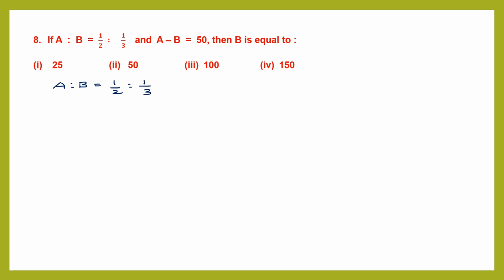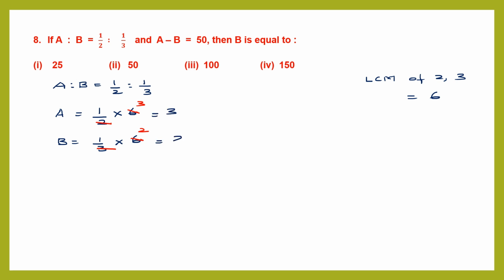Now since they are fractions, let's find the LCM of the denominators. LCM of 2 and 3 is 6. So here we can take A and write A is equal to the first part of the ratio, that is 1 by 2 into the LCM, which is 6. Similarly, B is equal to 1 by 3 into 6. Now we can cancel. 2 3's are 6 and 3 2's are 6. So what do we have here? A is equal to 3 and B is equal to 2.